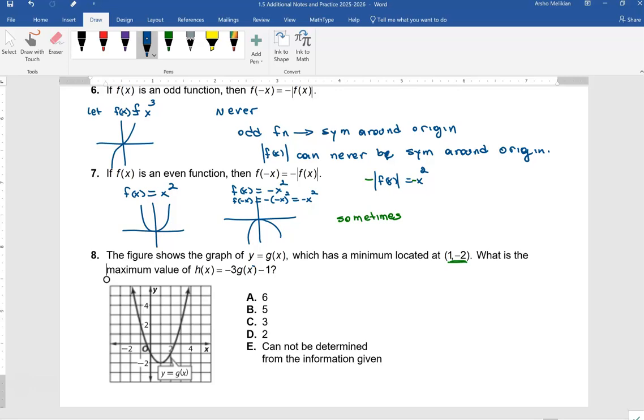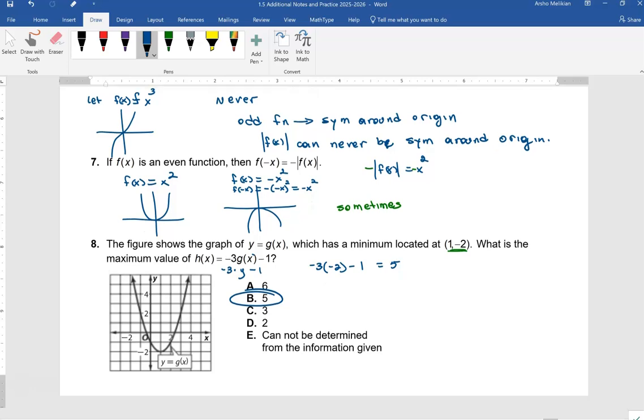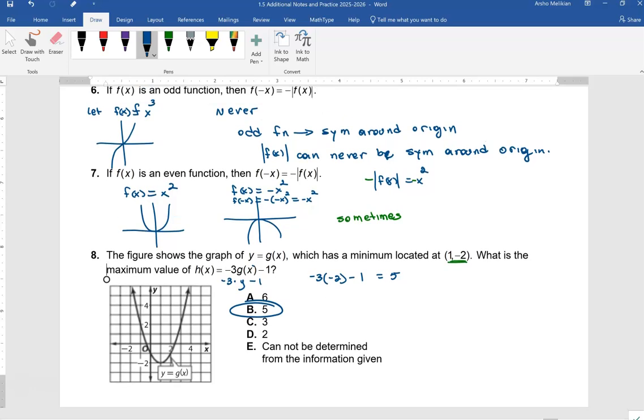So what is this operation doing? G of x, is that the same as the x or the y coordinate? The y coordinate. G of x is the y coordinate. So this is saying negative 3 times the y coordinate minus 1. So in here, that's going to be negative 3 times negative 2 minus 1, 5. B. Because that's what the operation is. You're taking all the y values, you're multiplying it by negative 3. Okay?